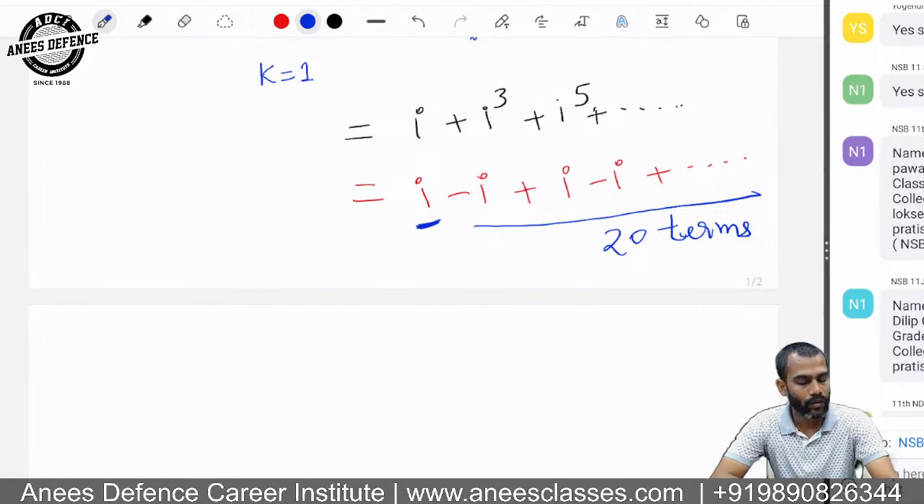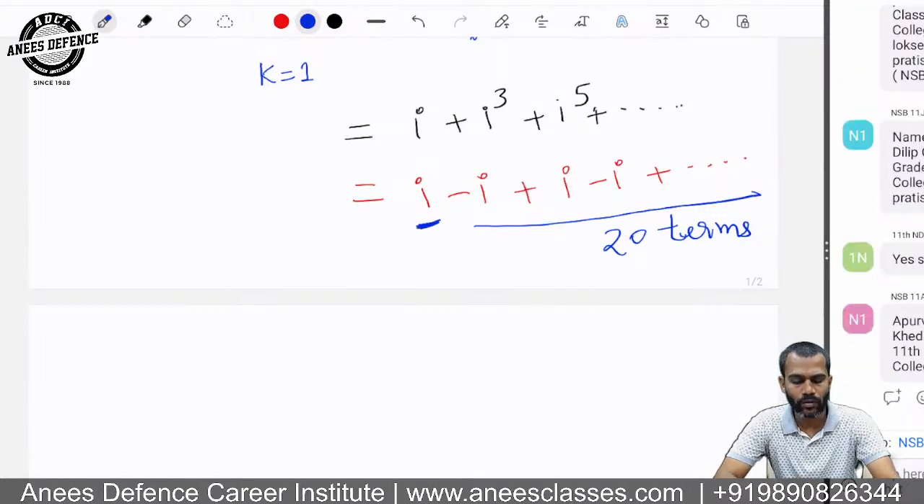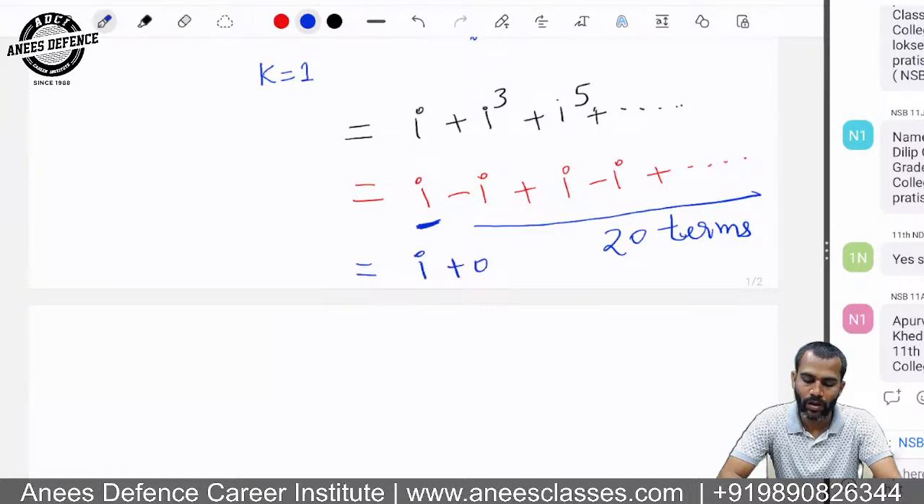Now, total 21 terms are there. 10 groups will be there, and each group will give you 0. So can I say the answer is iota plus 0? The answer is iota.